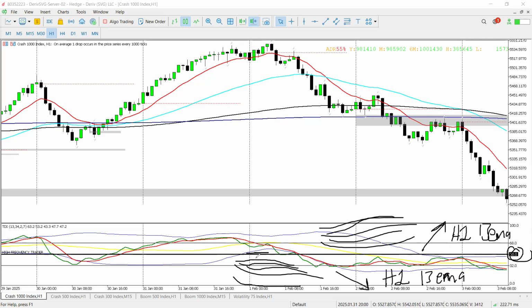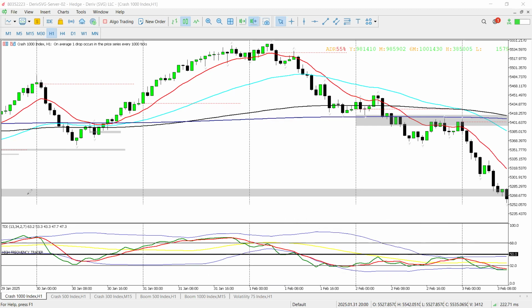So if the whole indicator is below the 50 static, it means we are in a downtrend, so we are only looking for sells. And if the whole indicator is above the 50, we are in an uptrend, so we are only looking for buys, right? These are the basics. If you only apply these basics, your confirmations will become a little bit clearer.